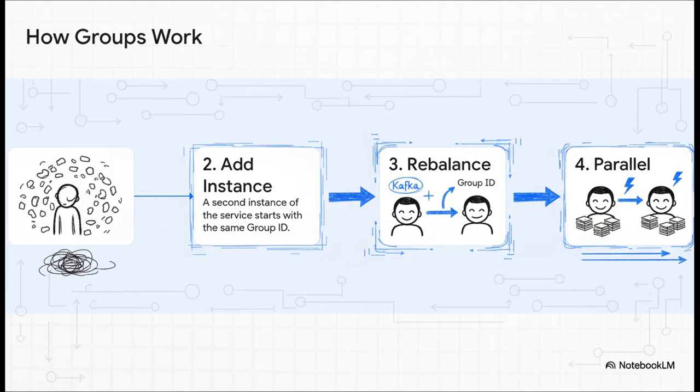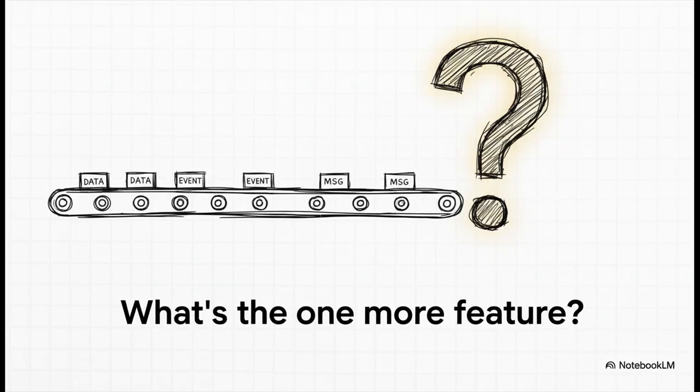Imagine you've got one consumer, and it's just getting hammered, can't keep up. So what do you do? You just launch a second copy of that service with the same group ID. The moment it comes online, Kafka sees it and automatically rebalances the workload. It says, okay, you take this half of the partitions, and you take the other half. Just like that, you've doubled your processing power. It's effortless scaling.